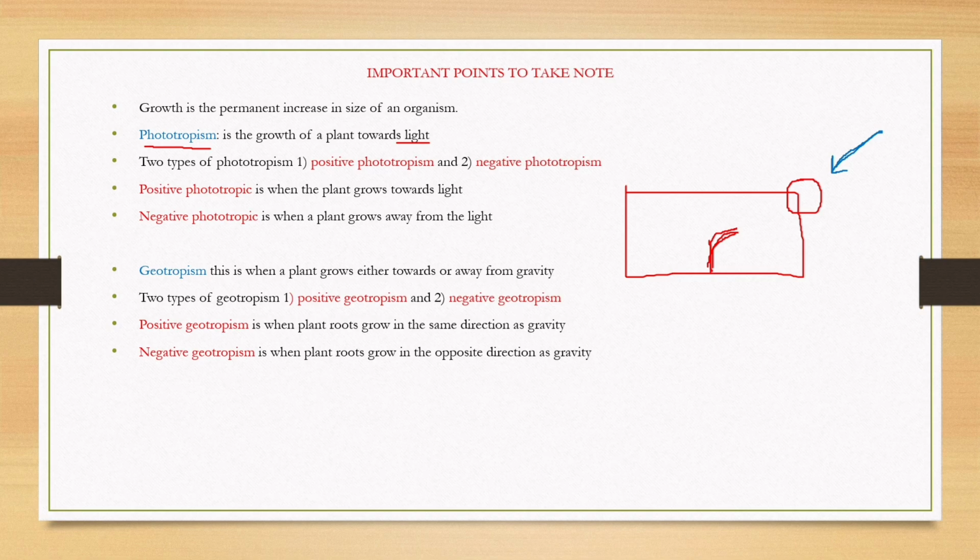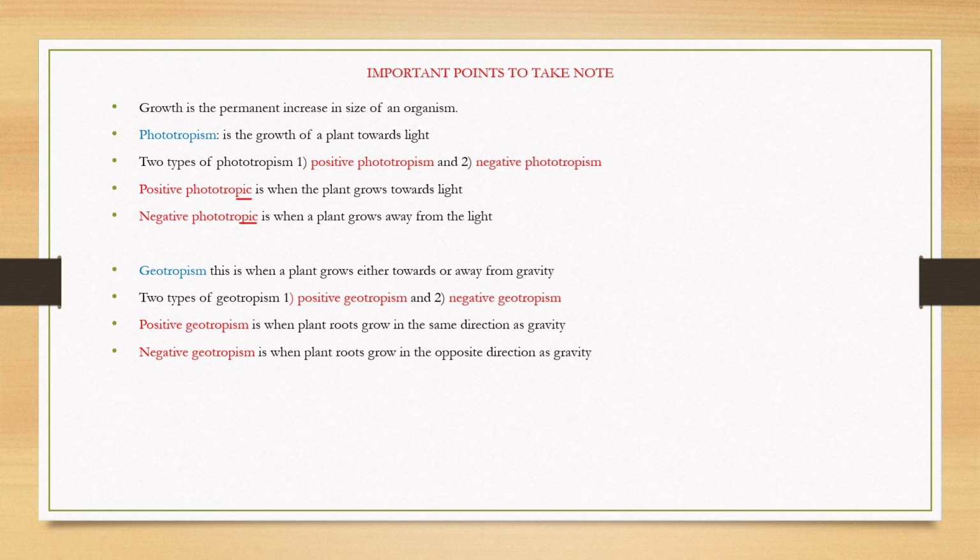We have two types of phototropism: positive phototropism, also known as positive phototropic, and negative phototropism, also known as negative phototropic. Positive phototropic is when the plant grows towards light, and negative phototropic is when the plant grows away from light. For you to understand, let me also draw. The first box on the left side, in red ink, will represent positive phototropic, with a plant inside and an opening at this position. The box I'll draw in blue ink on the right side will represent negative phototropic.